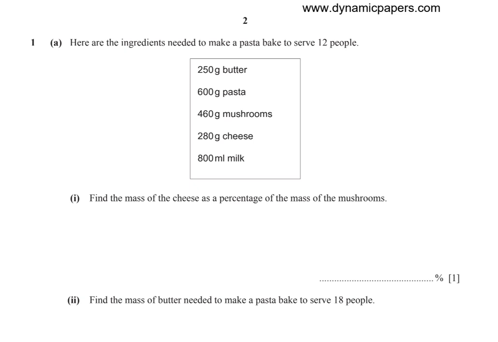Number 1A. Here are the ingredients needed to make a pasta bake to serve 12 people. Find the mass of cheese as a percentage of the mass of mushrooms. So cheese, we have 280, mushrooms 460, so divide 280 by 460, then multiply by 100 to find the percentage. So 280 divided by 460 times 100 equals 60.9 to 3 significant figures.